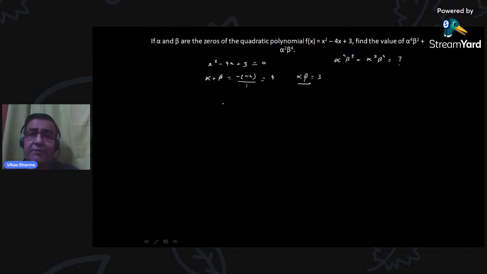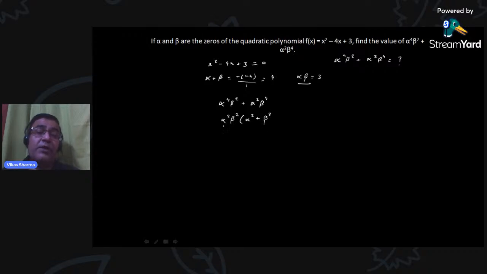We can straight away find the answer of alpha to the power 4 beta square plus alpha square beta to the power 4. Okay, so we can take something as common, we can take alpha square beta square as common. So we are just taking it as common, and inside the brackets we'll be left with alpha square plus beta square.